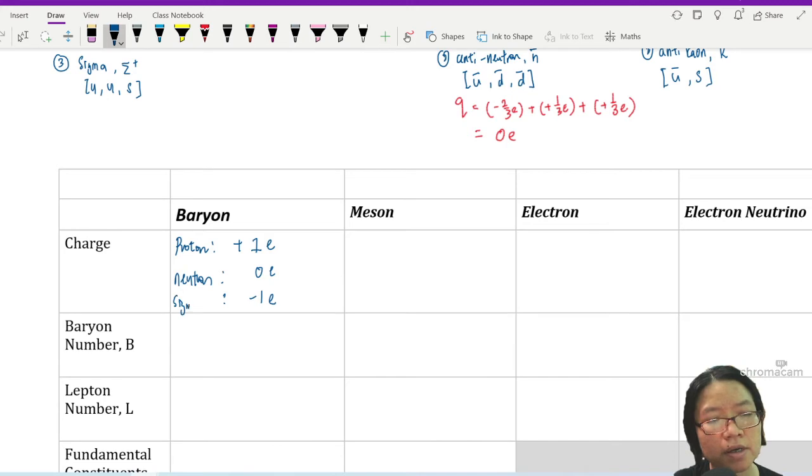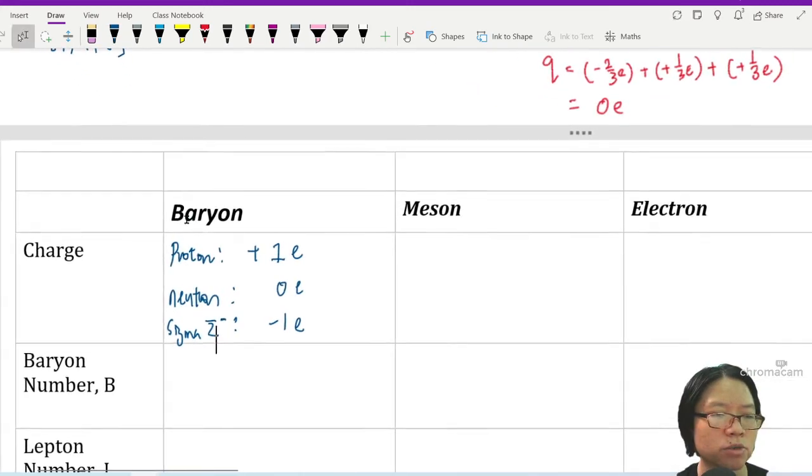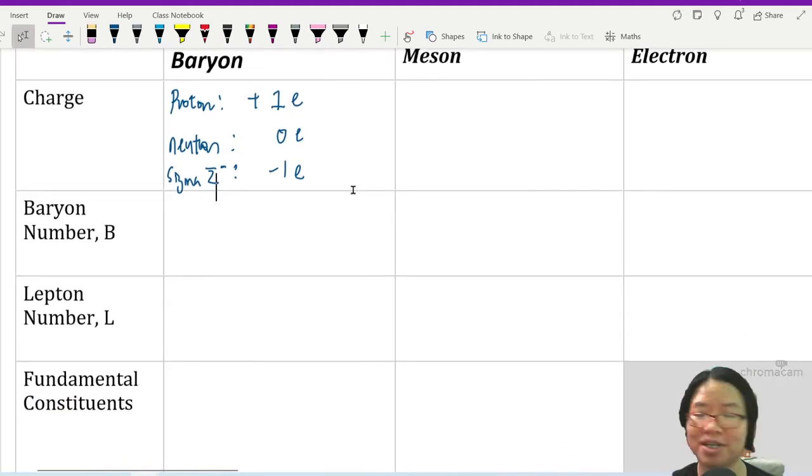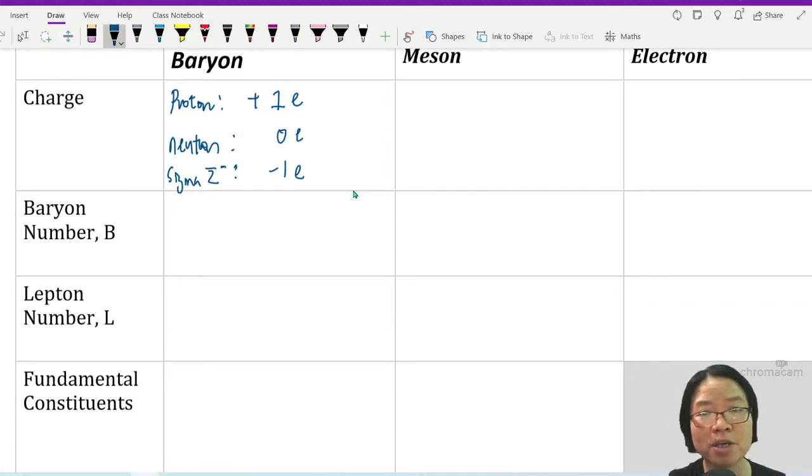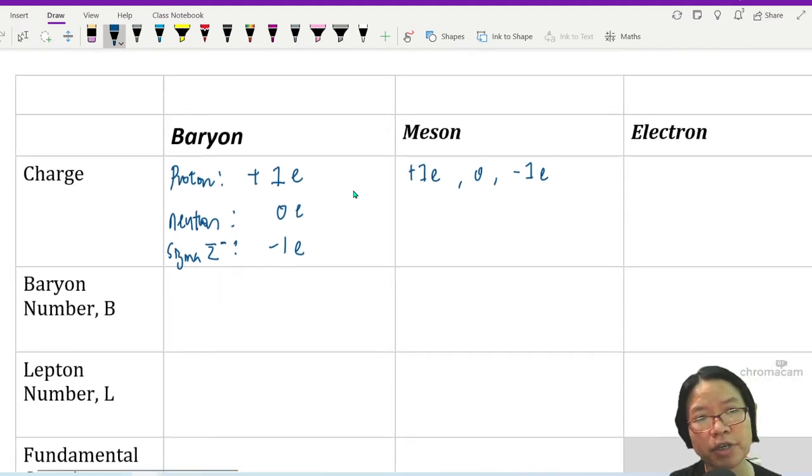So again, don't be too stressed out about these fundamental particles. What you just need to know is that all the charges are possible. You need to look at the constituent quarks. Likewise, this one also can have positive 1, 0, or negative 1, depending on the combination. So just a reminder, a baryon here consists of 3 quarks. A meson here is 1 quark and 1 antiquark.